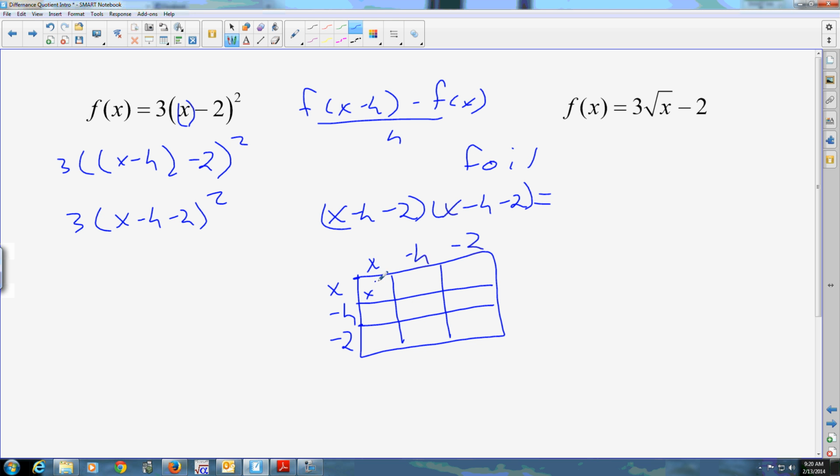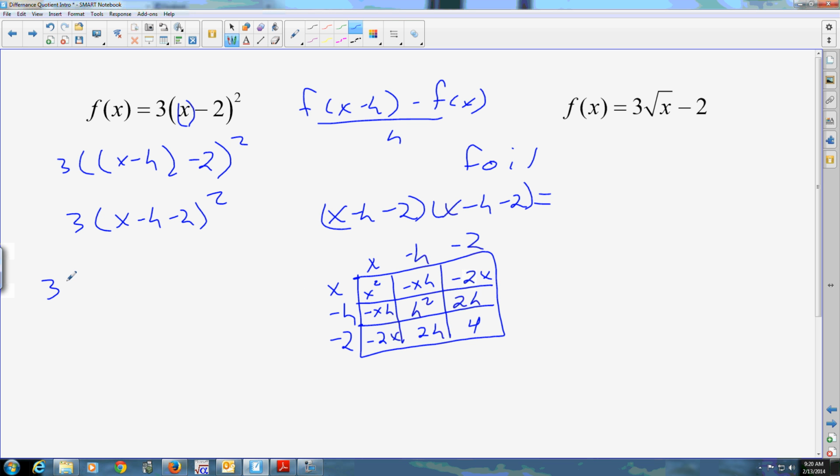So this goes x squared minus xh minus 2x. Then you've got minus xh. The order really isn't important. h squared, plus 2h. Then this would be minus 2x, plus 2h, and then that would be 4. Now you collect like terms.